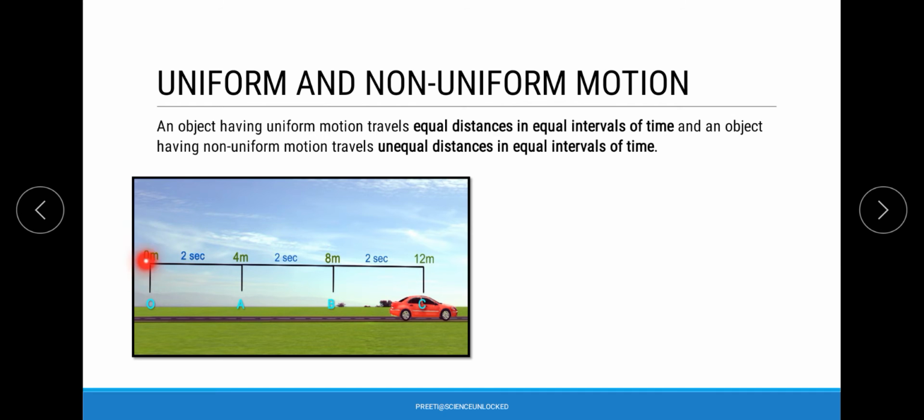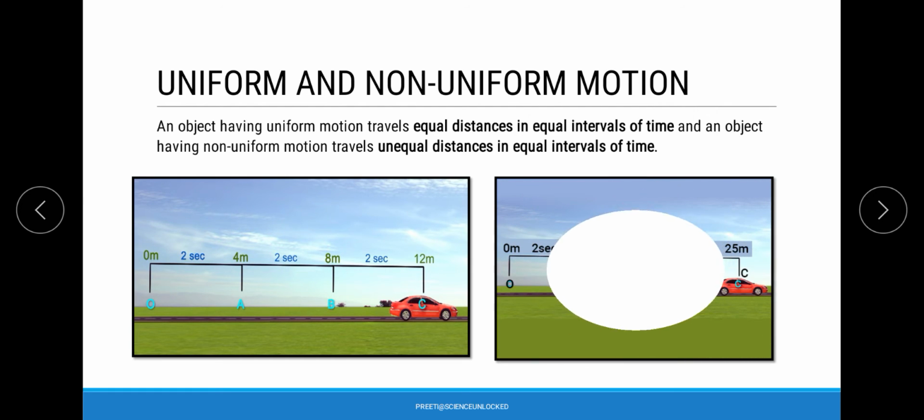In this example, it is observed that in the first 2 seconds the object is covering 4 meters of distance. In the next 2 seconds, again it is traveling 4 meters. In the next 2 seconds, again it is traveling 4 meters. So altogether we can say that this particular example is an example of uniform motion.